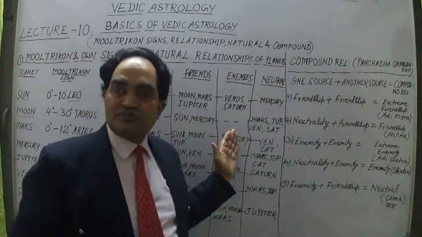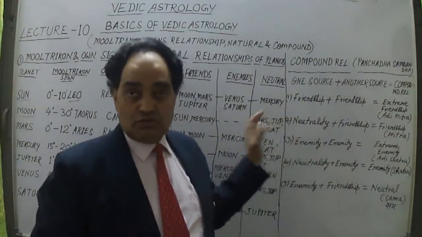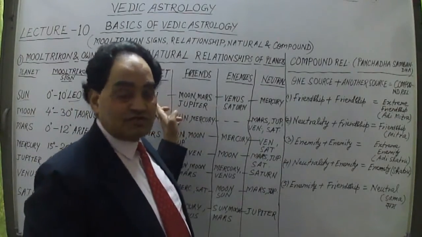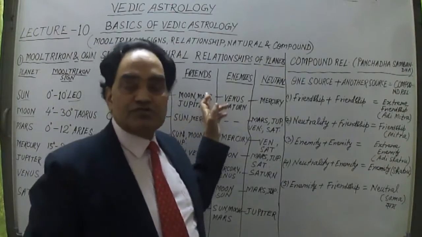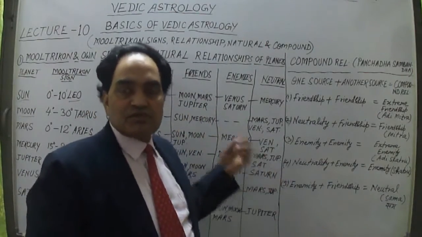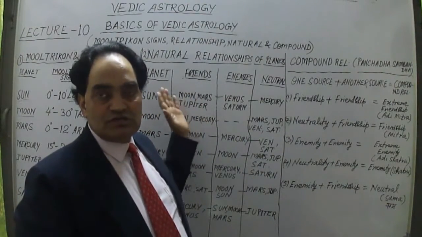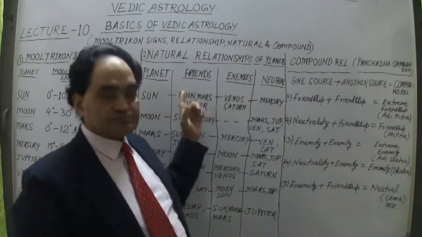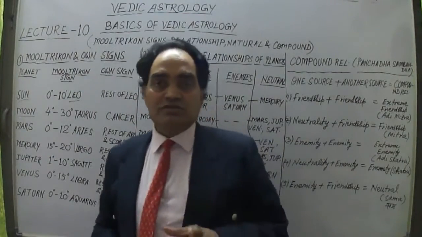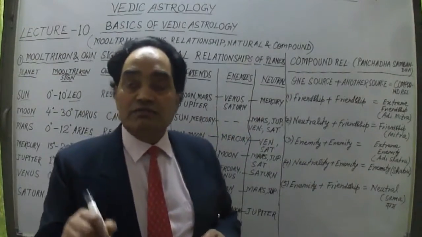Who are the friends of these planets, which are the enemies, and which are in the neutral position? Neutral means no enemy, no friend. Now come to the point. What are the friends of Sun? Moon, Mars, and Jupiter. These 3 planets are friends of Sun. Important point. So Sun, Moon, Mars, and Jupiter are friends. But Venus and Saturn are enemies of Sun.